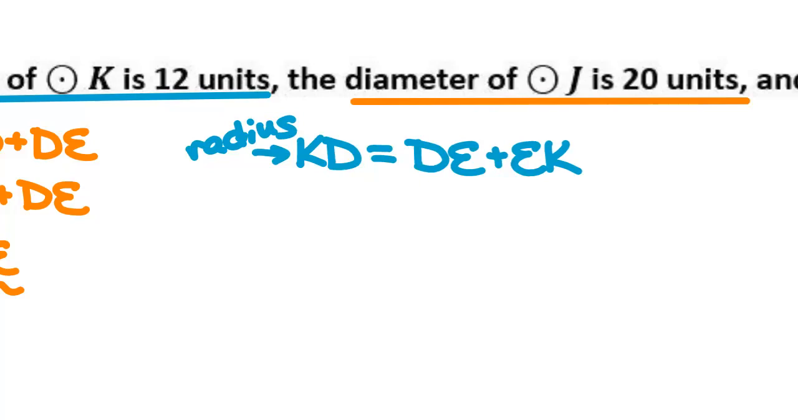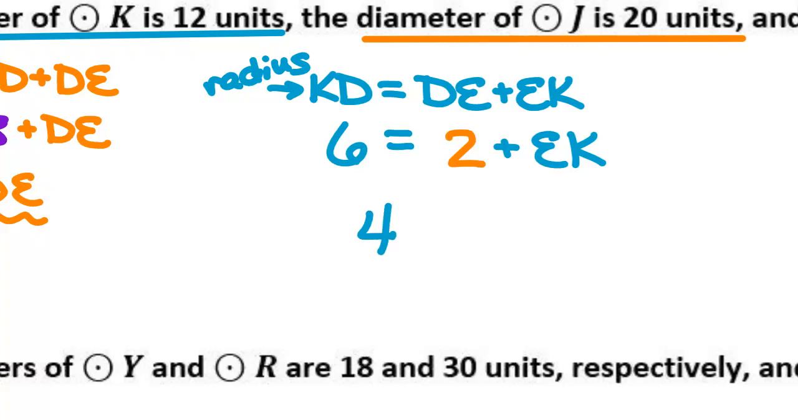And how big is my radius, KD? How big is my radius? It is 6. Do we know how big DE is? 2. So 6 equals 2 plus segment EK, which means EK would have to be how big? 4.